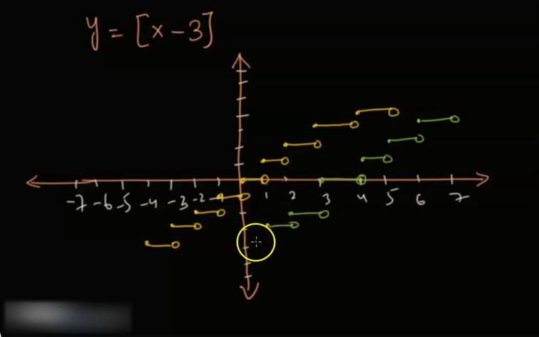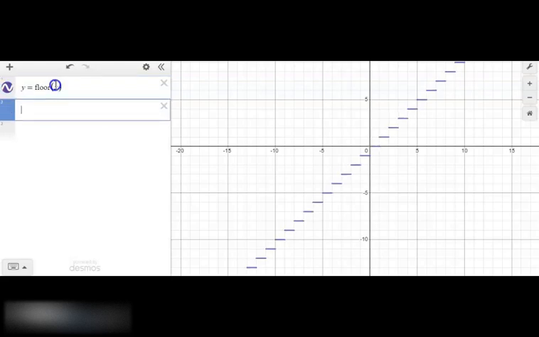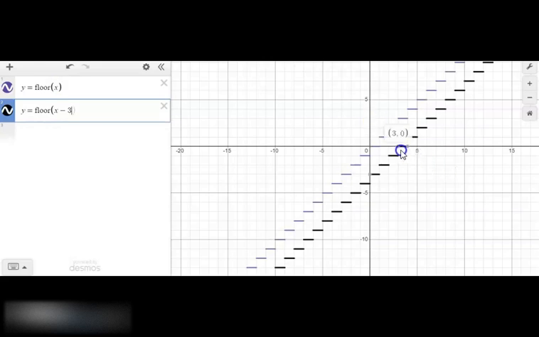We can just check this on Desmos. So first let's plot the greatest integer function. This is the parent function. Now we will shift this function 3 units to the right. So you can see that this is how we were also drawing.